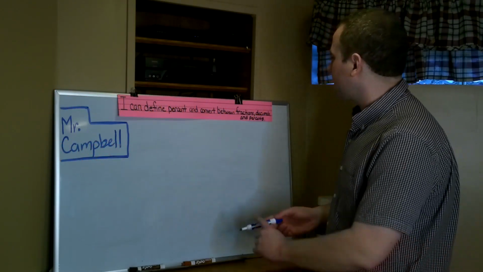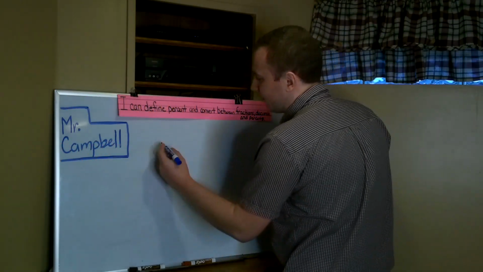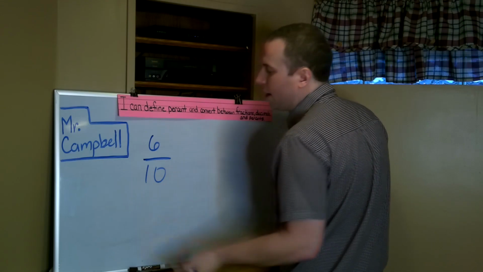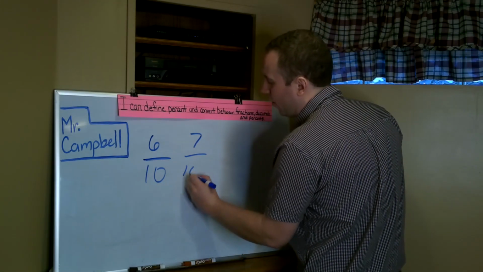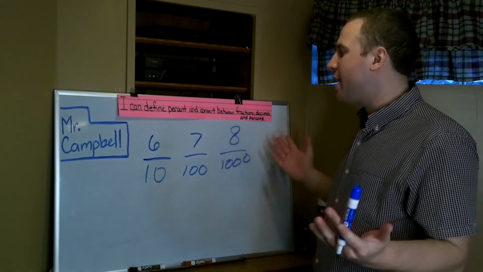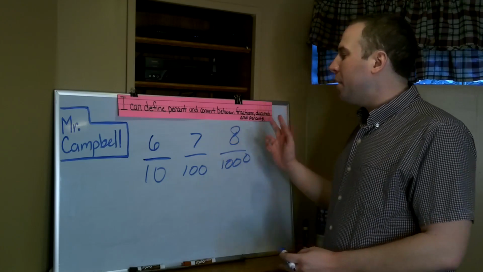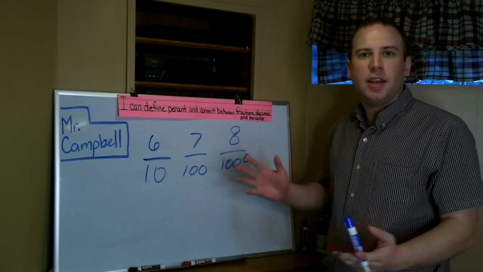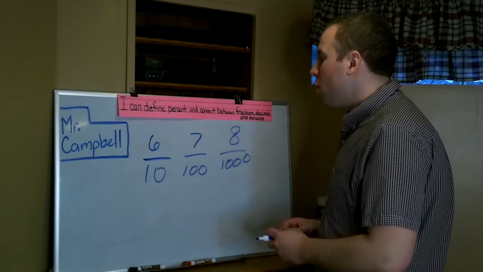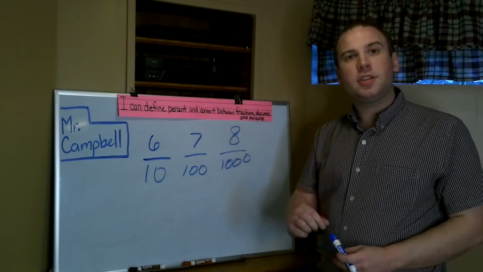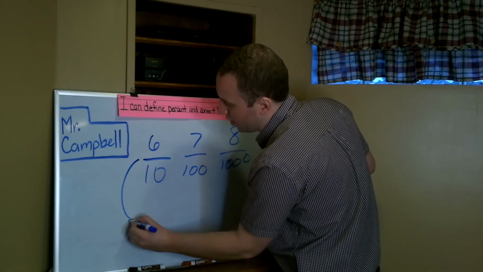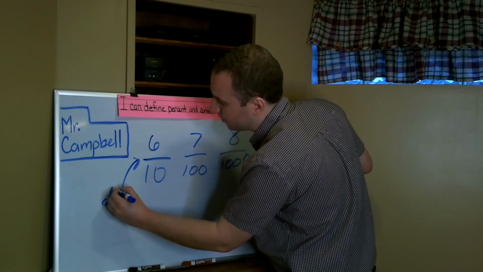Now, looking at this, we all know about fractions. Fractions are easy. 6 over 10, 7 over 100, and 8 over 1,000. Those are pretty easy and self-explanatory. But let's say we wanted to convert these into percents. How would we go about doing that? Well, there's actually a few ways that we can go about doing this. The first step we're going to look at is converting fractions into decimals.